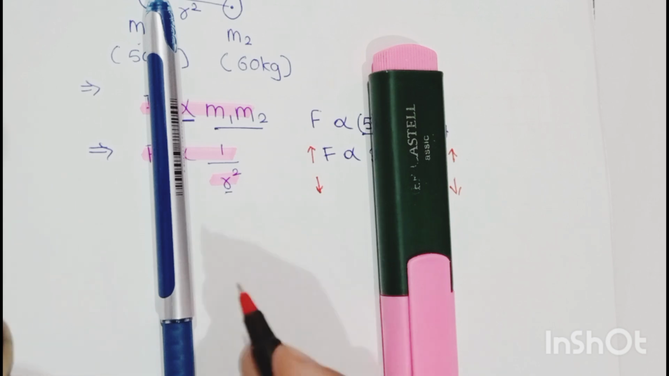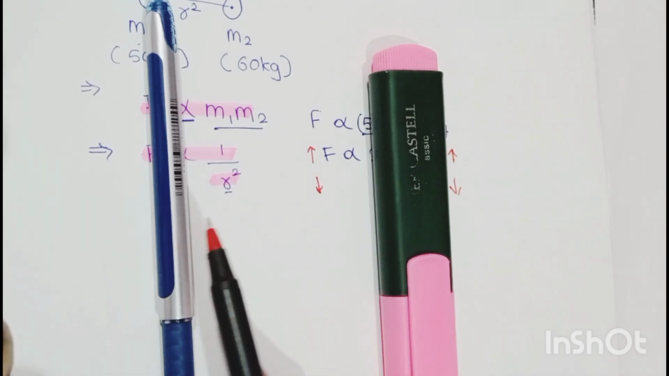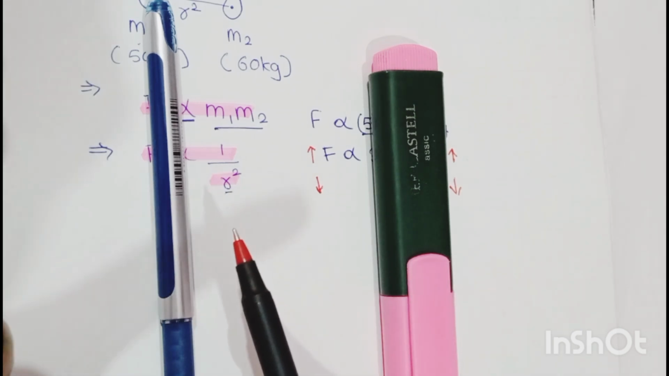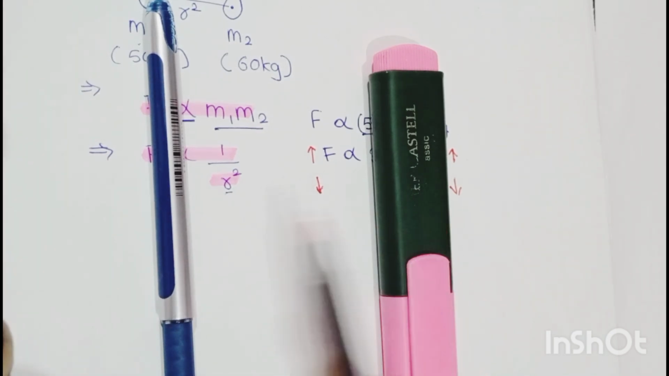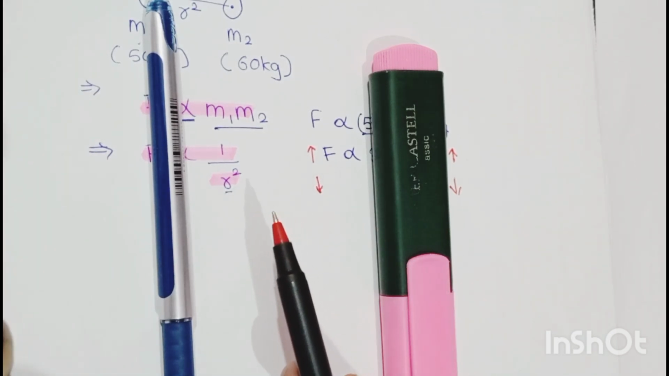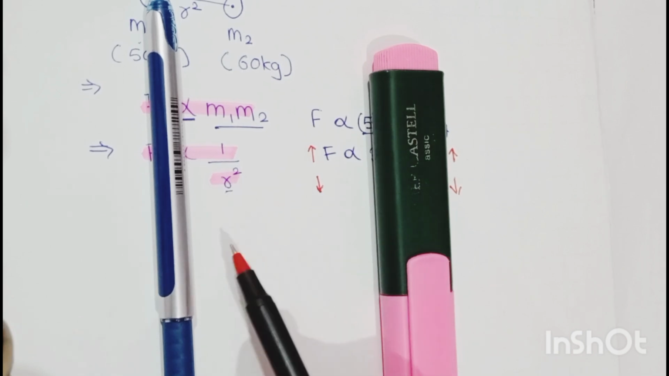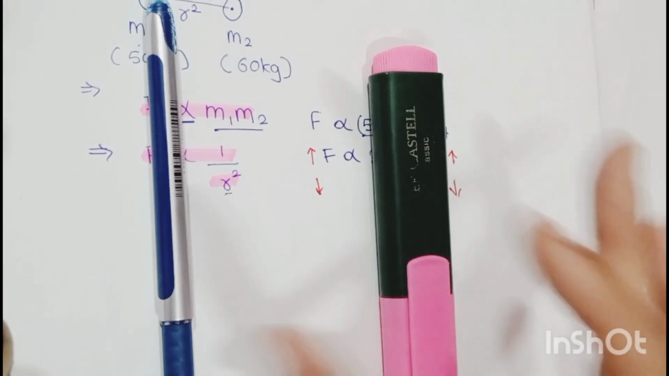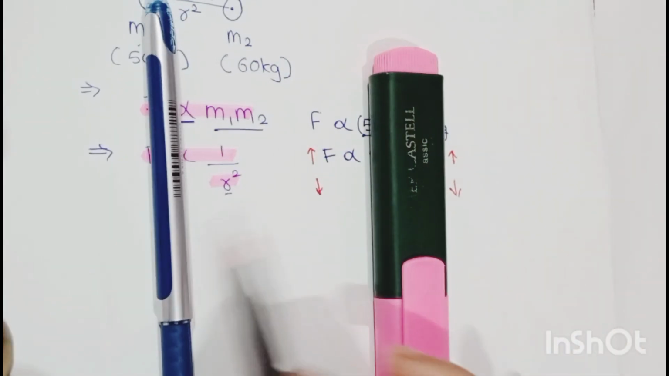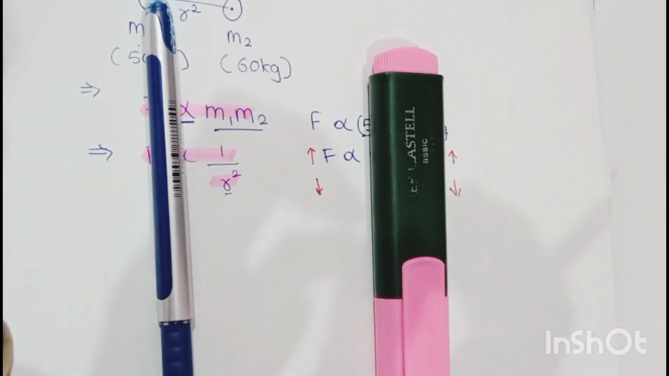Okay, but these are not attracting, yet they possess gravitational force. Newton told us that if these are two objects, this is m1 and this is m2, the force between them is directly proportional to the masses. That is, in between these two there is a force of attraction, a force of gravity.